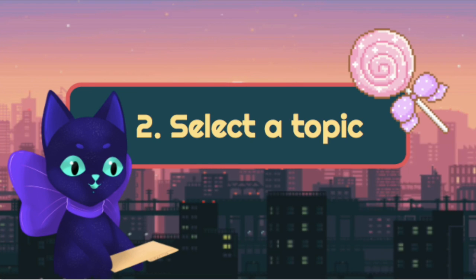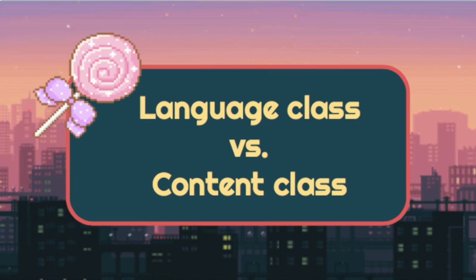So, first of all, you must select a topic. The way that you design a lesson plan may vary depending on the type of class you give. It could be a language class, for example, an English or French class, or a content class with subjects like math, biology, or arts. A language class is usually organized depending on the level of the students, from low, low intermediate, intermediate, high intermediate, and high.